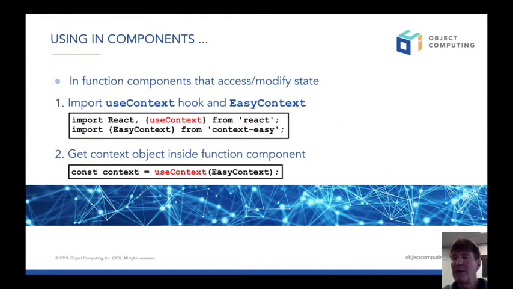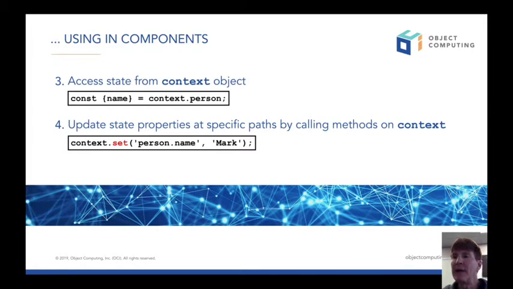In function components that need to access and/or modify application state, do the following. Import the useContext hook and EasyContext as shown here. Get the context object inside the function component by calling useContext and passing it EasyContext. Access state from the context object, like the example shown here that uses destructuring. Finally, update state properties at specific paths by calling methods on the context object. The example shown here changes the state property at person.name.